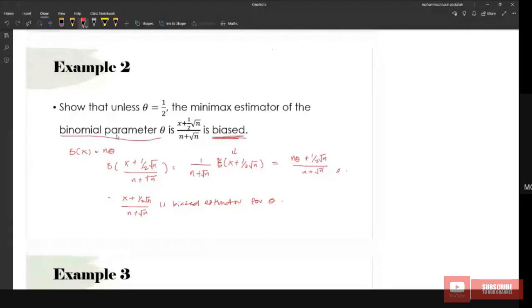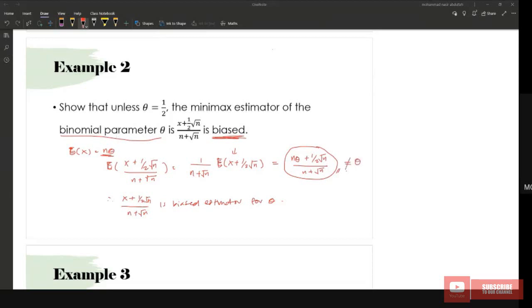So first we know that the expected value of x for a binomial distribution is n theta. So we need to find the expected value of x plus 1 over 2 square root of n divided by n plus square root of n. So this should be equal to n theta plus 1 over 2 square root of n divided by n plus square root of n. So this is not equal to theta.